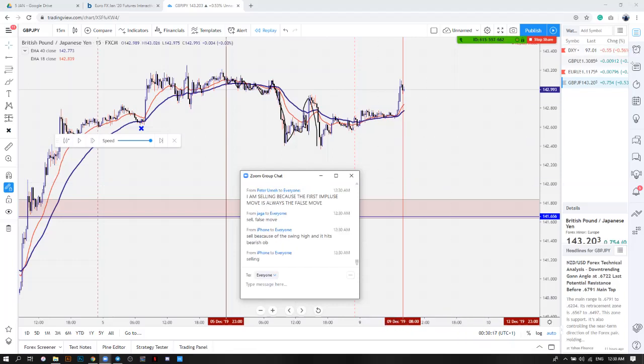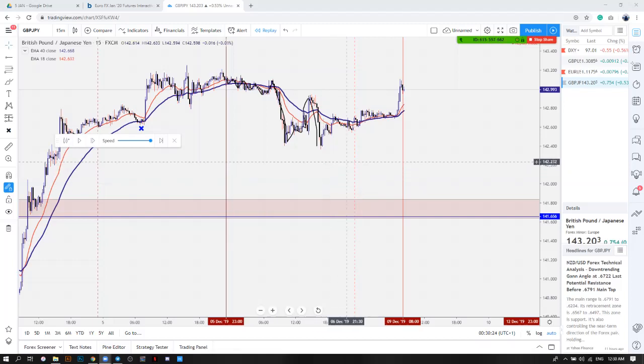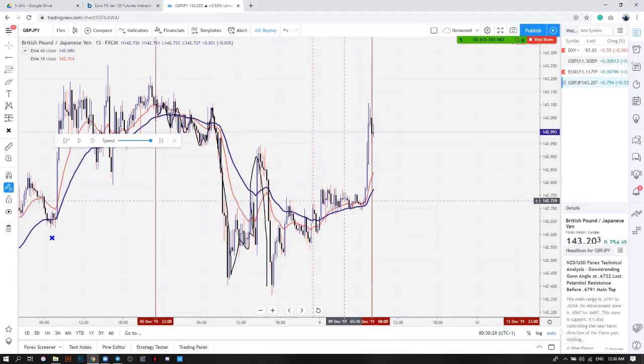I'm selling because the first impulse was always a false move. Correct. Sell, false move. Sell, single bearish move, high sticking out. Correct. So notice what price does. Going into London, price does the same thing it did here. Asian session, the market ranges. When it's about to get to London, guess what happens? Boom, boom, boom, boom, boom.